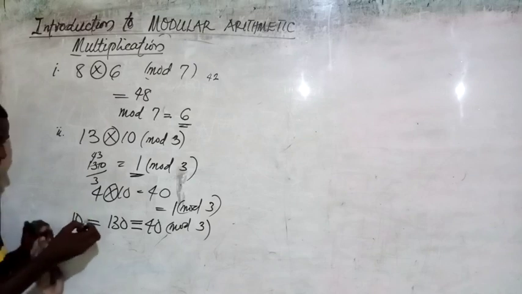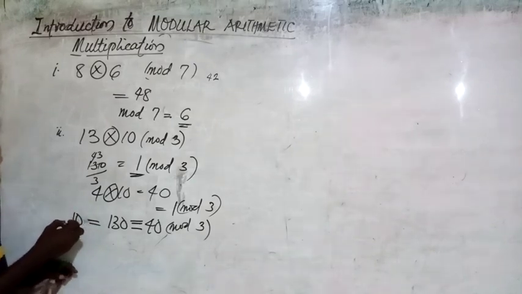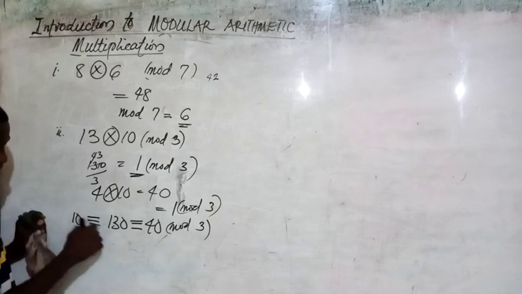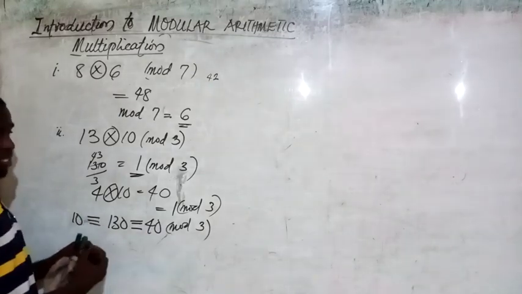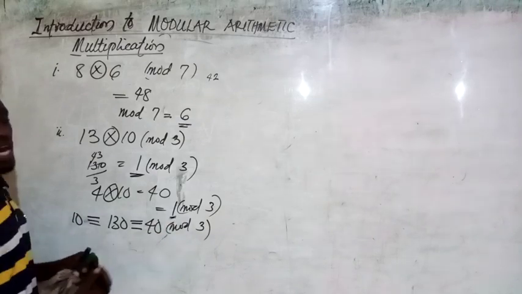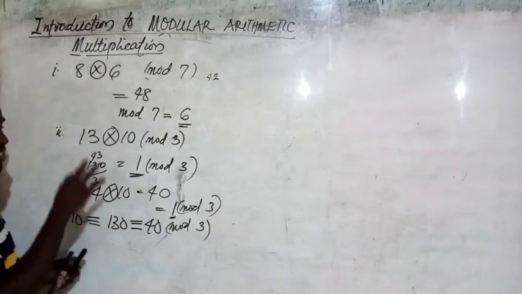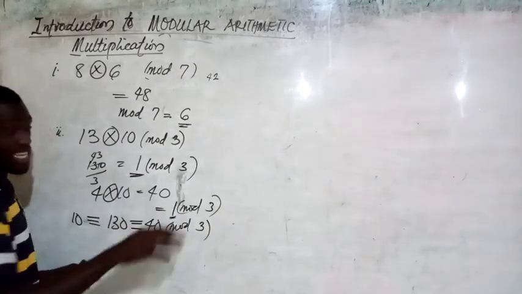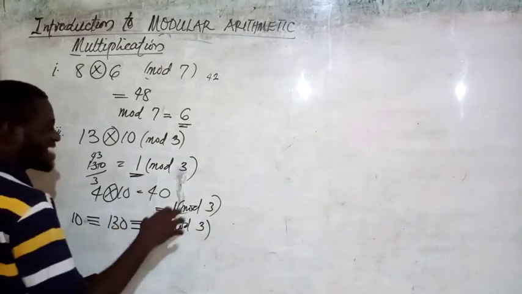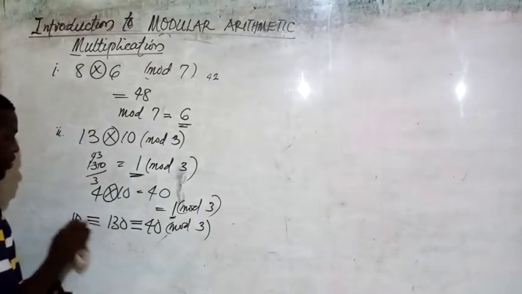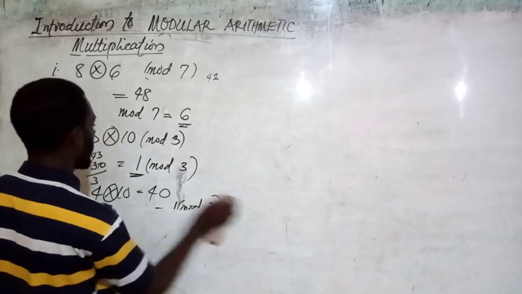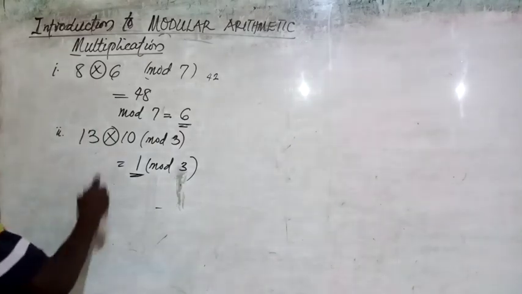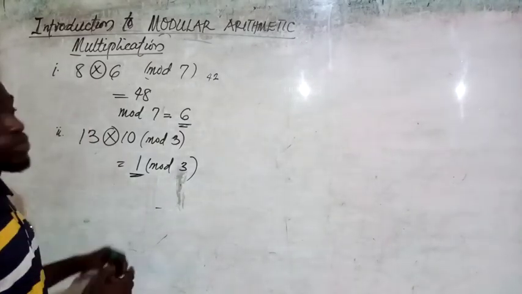Other numbers like that, maybe even a lot of numbers like that, are going to be congruent with themselves in modulo 3, as long as they are going to give us the same answer. So when a set of numbers give us the same answer in a particular modulus, we say that they are congruent with one another, or they are equivalent to one another. So that's basically multiplication involving modulus.